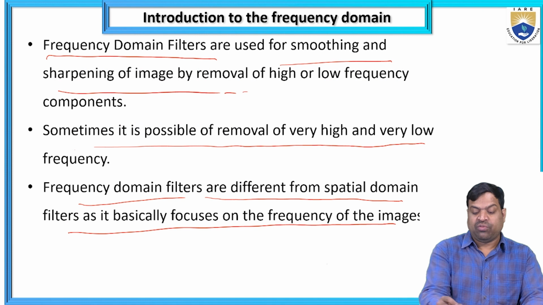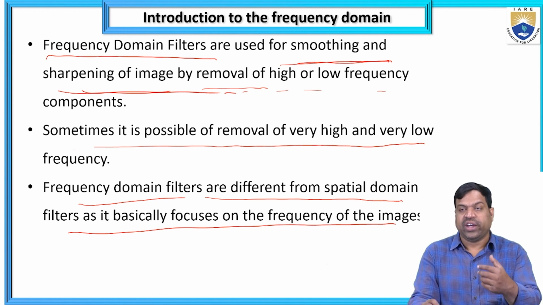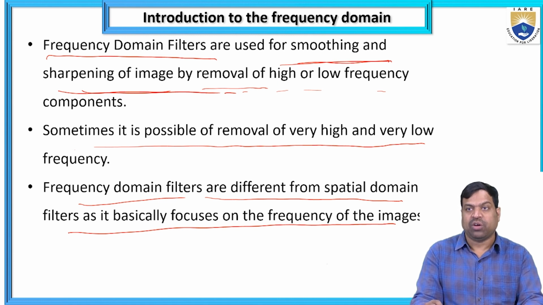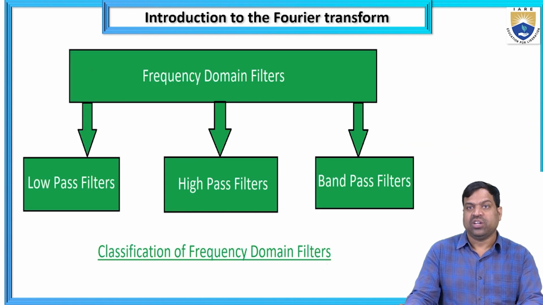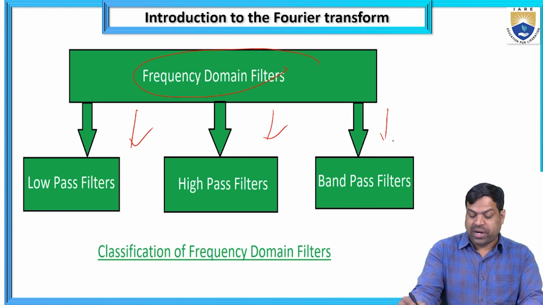Okay, so frequency domain filters are for smoothing and sharpening of the image by removal of high or low frequency components. Sometimes it is possible to remove very high and very low frequencies. Frequency domain filters are different from spatial domain filters, and basically focus on the frequencies of the images. The frequency domain filters are low pass filter, high pass filter, and band pass filter.